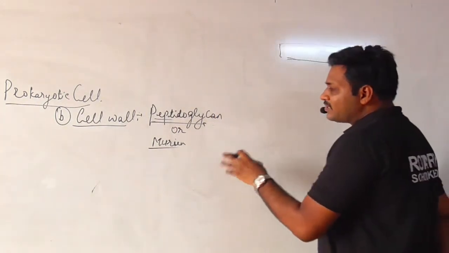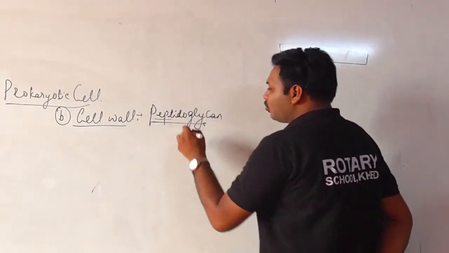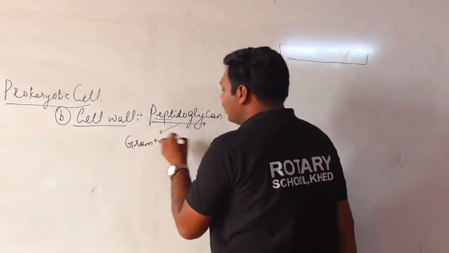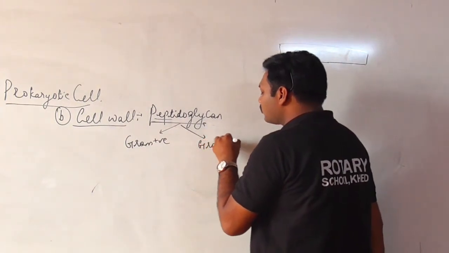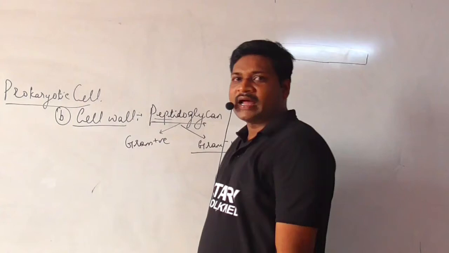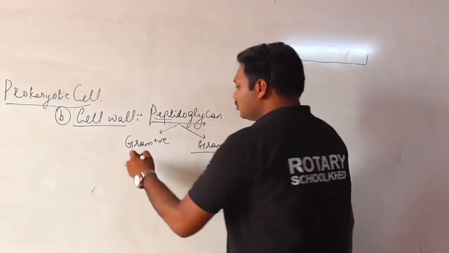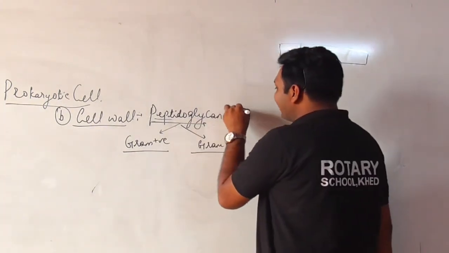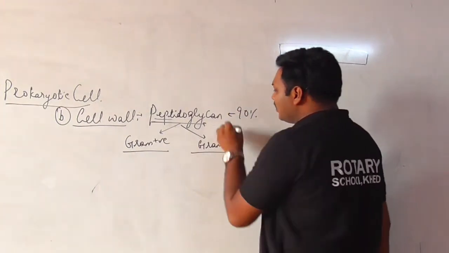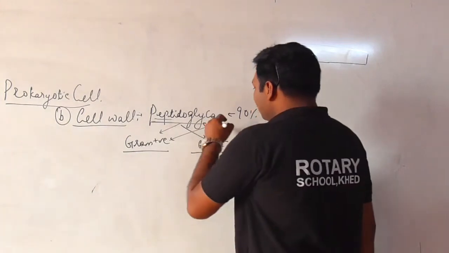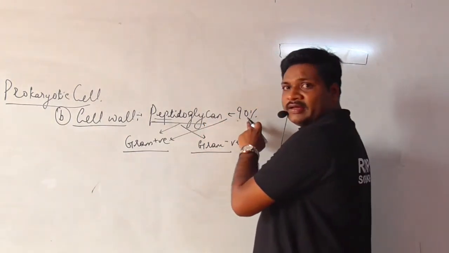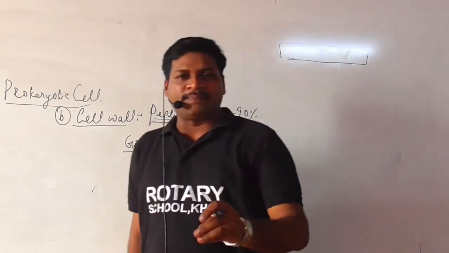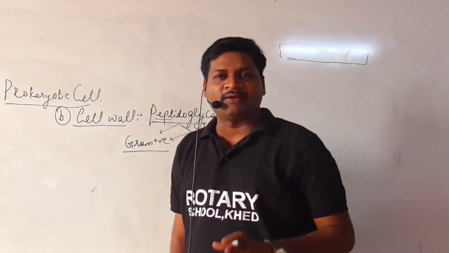Due to the presence of peptidoglycan, the bacteria can be divided into two main types, Gram positive and Gram negative. So what is Gram positive and what is Gram negative? If the cell wall of the bacteria has around 90% peptidoglycan, then it is called Gram positive bacteria. If the peptidoglycan is less than 90% in the cell wall, it is referred to as Gram negative. Now how is it explained? It can be explained with the method called Gram staining.